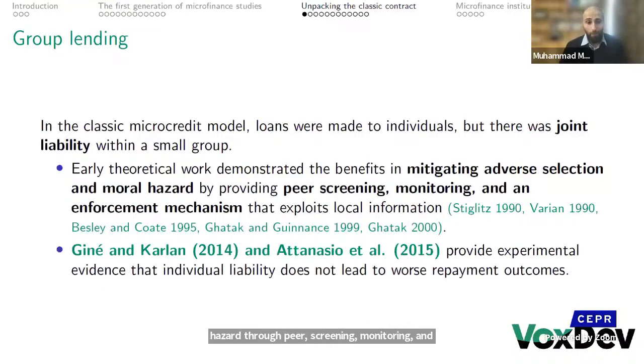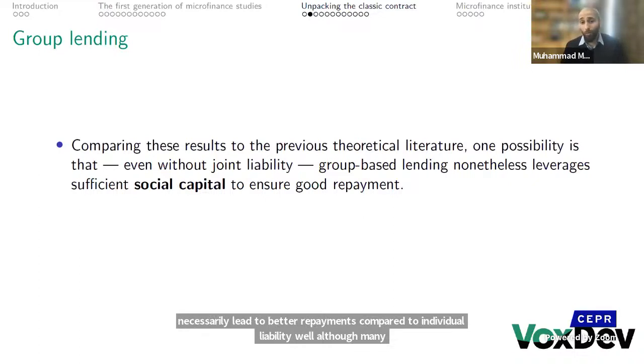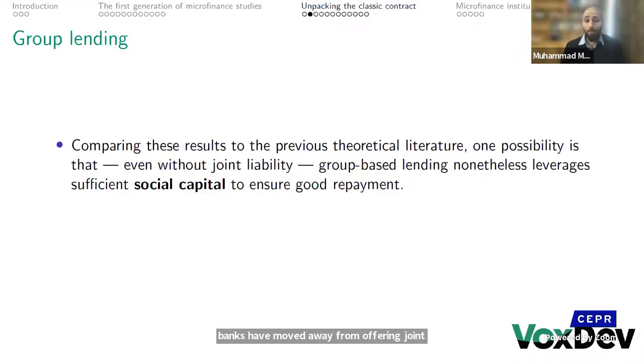We also have some experimental evidence. We have a paper by Giné and Karlan, and also by Attanasio, Augsburg, De Haas, Fitzsimons, and Harmgart, which shows that basically when the bank moves away from joint liability to individual liability, we don't necessarily get worse repayment outcomes. We don't necessarily see an increase in default. So how do we reconcile the theoretical literature which shows the benefits of joint liability group lending with the experimental evidence which suggests that the joint liability element did not necessarily lead to better repayments compared to individual liability?